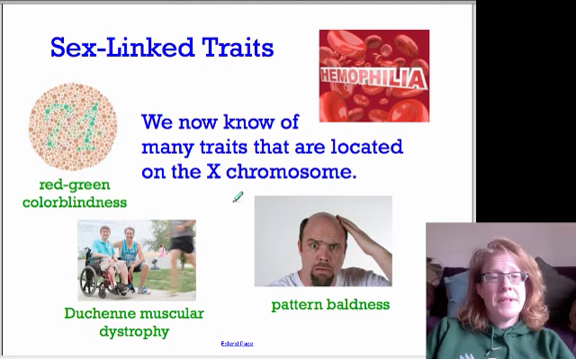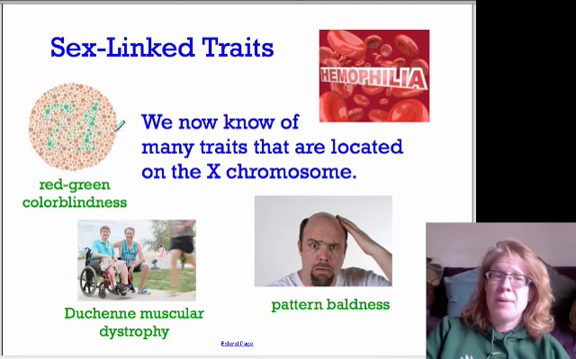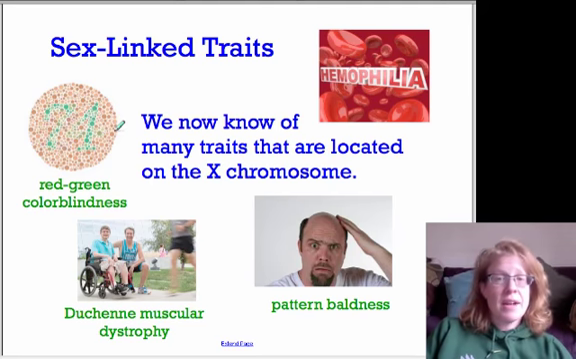So here's a couple of examples of some sex-linked characteristics in humans that you may know. I pointed out red-green color blindness. Again, I hope you can read that number. It's different than the number that was on the first slide. But red-green color blindness is a trait that's carried on the X chromosome.